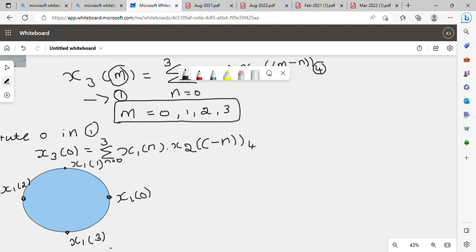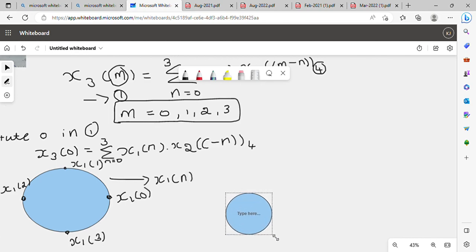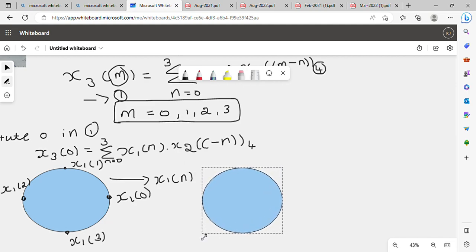Okay, so this is my x1 of 3, and now what is supposed to be done? So here we are going to take this in anti-clockwise direction. This is my x1 of n. Now I will take another circle once again. So I will take x2 of n in anti-clockwise direction now, right? I'll just add a circle and close it. I'll make this still bigger. So now here is my x2 of n.